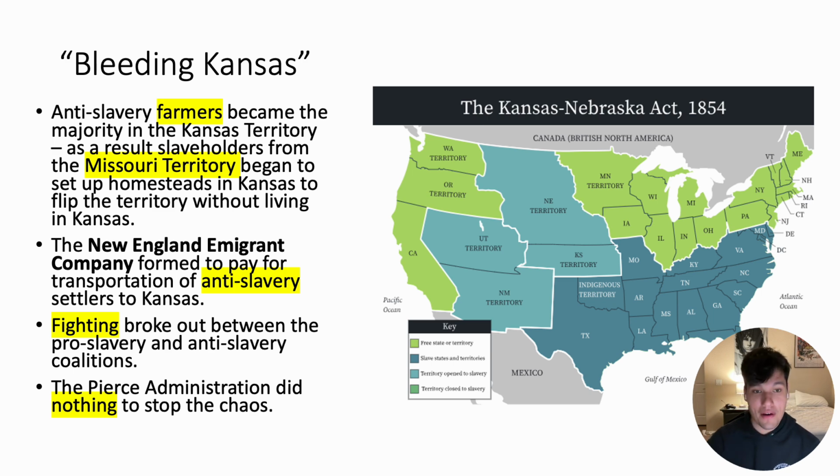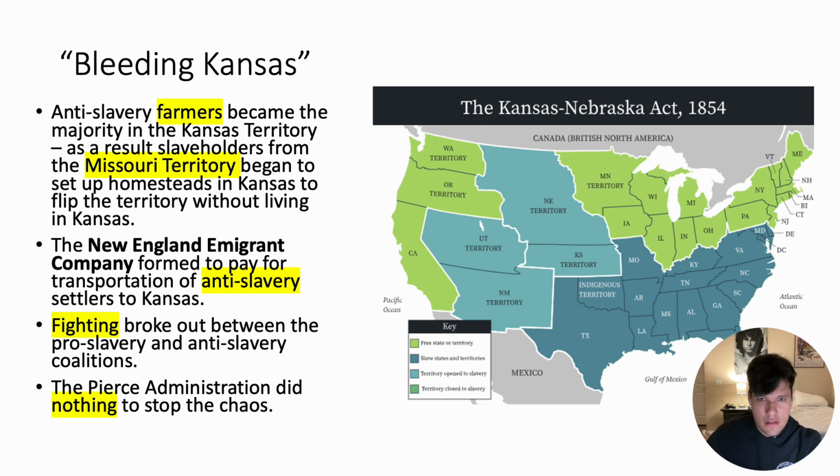So now let's go ahead and talk about Bleeding Kansas. The term Bleeding Kansas describes a violent clash that erupted as a result of the Kansas-Nebraska Act, right? Anti-slavery settlers, many sent by groups like the New England Emigrant Aid Company, moved to Kansas to establish a free state, right? In response, pro-slavery Missourians crossed the border to influence the outcome. This conflict highlighted the deep divisions within the country, and both sides resorted to violence, right, to advance their cause. What's more, the Pierce administration did little to address this unrest, right?